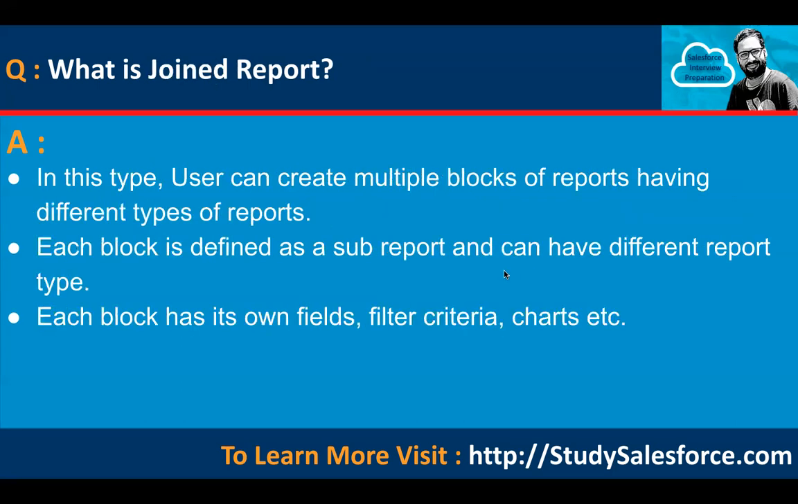What is a joined report? In this type, the user can create multiple blocks of reports having different types of reports. Each block is defined as a sub-report and can have a different report type. Each block has its own fields, filter criteria, charts, etc.